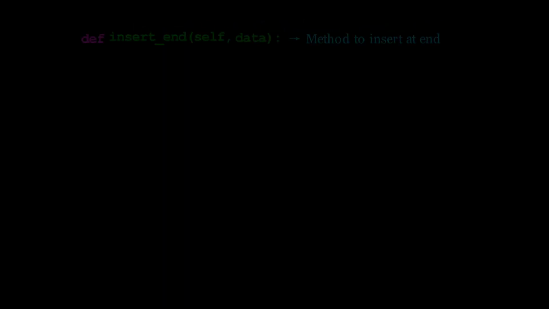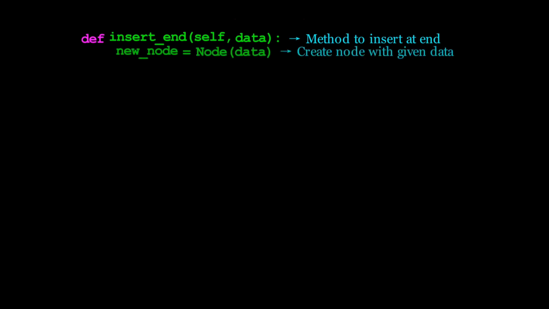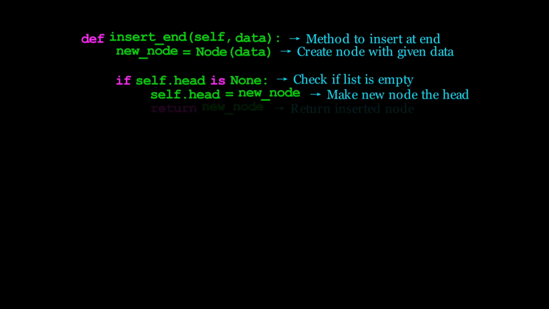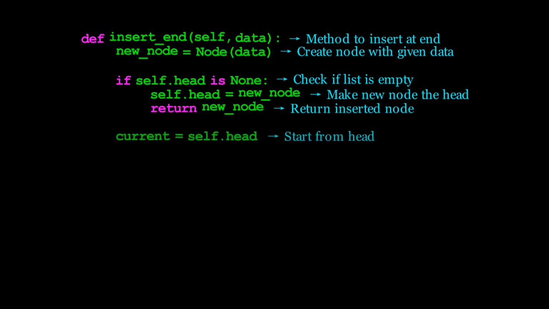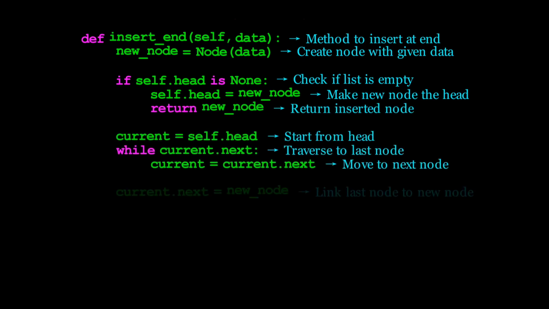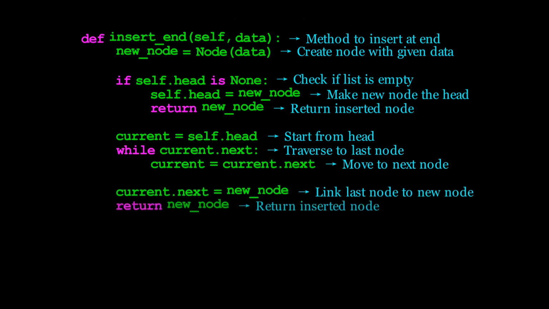So let's look at the code implementation. We will write a method called InsertEnd that adds a node at the end of the linked list. First, we create a new node with the given data. Then we check if the list is empty. If it is, the new node becomes both the head and tail of the list. If the list is not empty, we traverse to the last node and link it to the new node. Finally, we update the tail pointer to the new node.